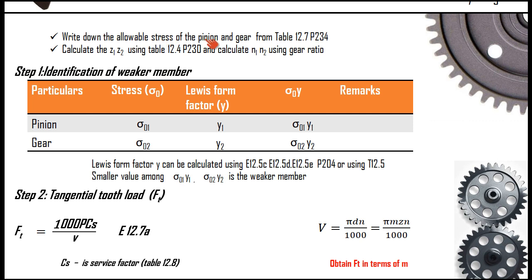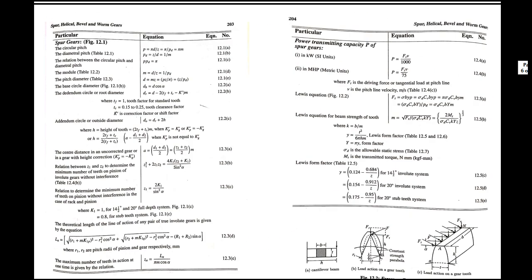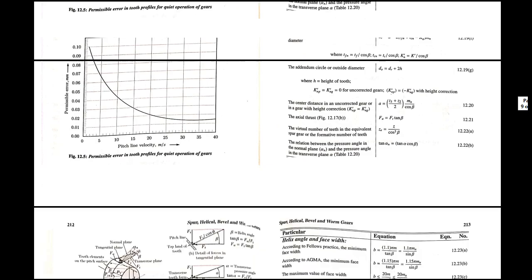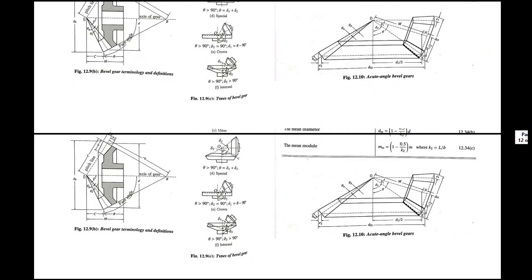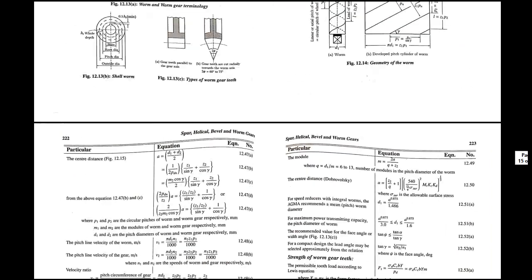If that is the case, you have to go to page number 234 of the data handbook, refer to table 12.7, and you have to get the allowable stress value. And also you should have the value of Z1 and Z2 before you proceed with the design procedure. So that can be obtained from table 12.4 on page number 230. Now let us see what are the equations or how we can get the allowable stress value from the specified tables.